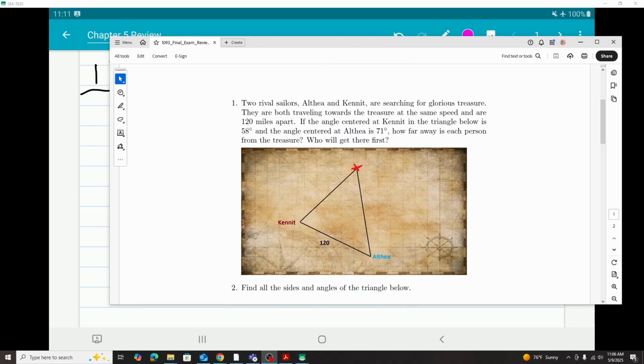Problem 1. Two rival sailors, Althea and Kenneth, are searching for glorious treasure. They're both traveling towards it at the same speed, and they're 120 miles apart. If the angle centered at Kenneth, this part of the angle right here in that part of the triangle, is 58 degrees, and the angle centered at Althea, this angle right here, is 71 degrees, how far away is each person from the treasure? And the more important question for the two of them, who will get there first?